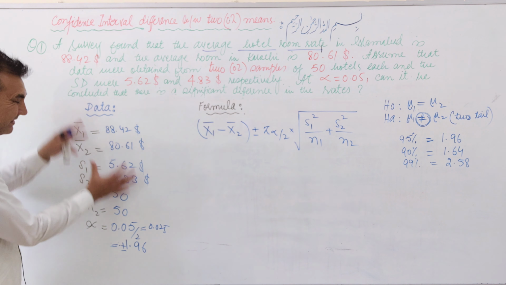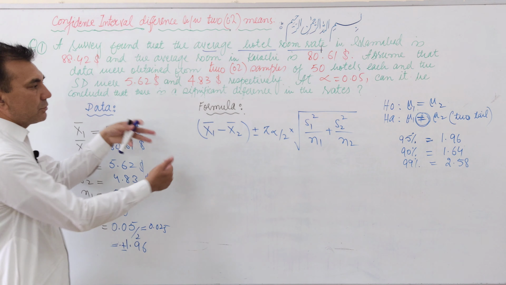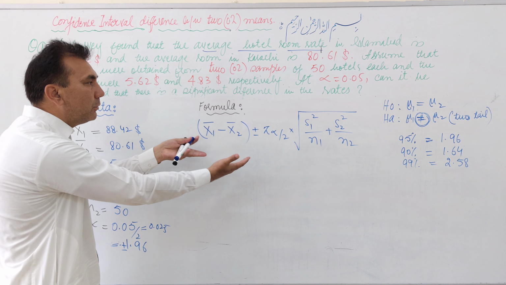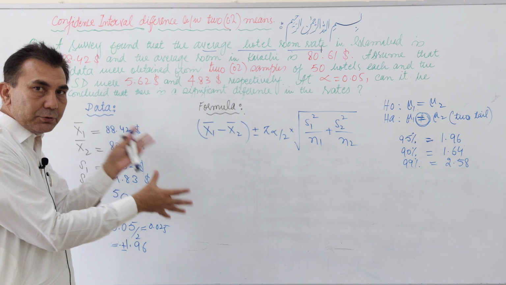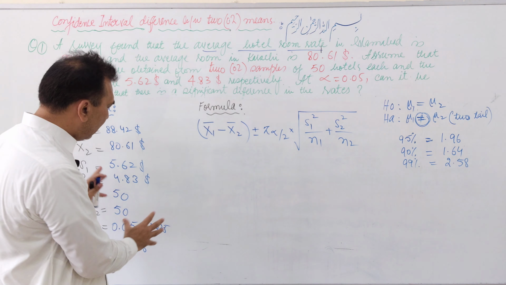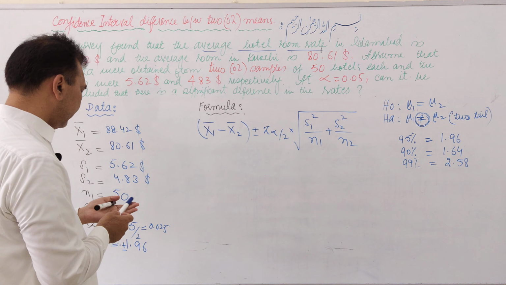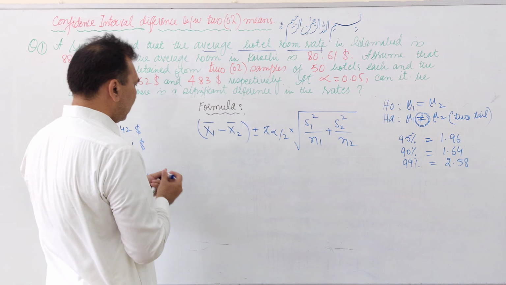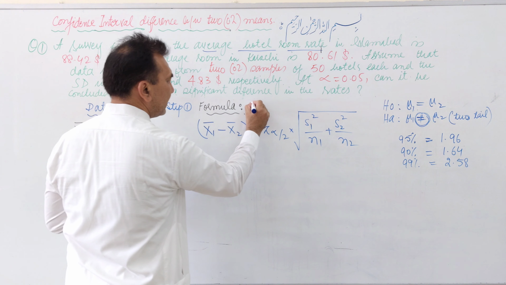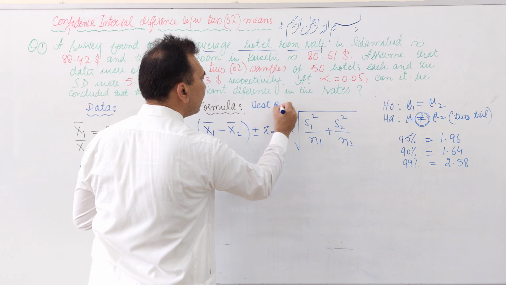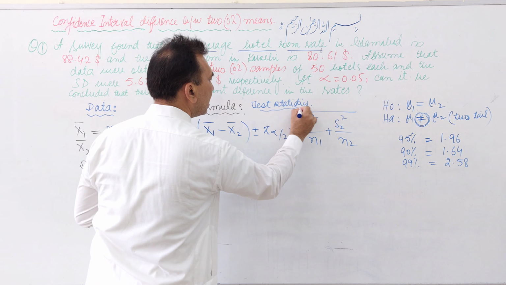Now after we draw the data which is required for putting in the formula from the given question or example, we will put it in the formula. This is step number 1. Putting in the formula is called the test statistic. Clear?